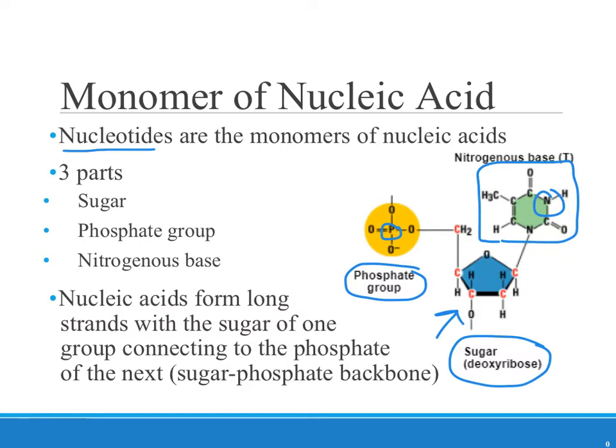Nucleic acids form long strands with the sugar from one group connecting to the phosphate of the next, making what's known as a sugar-phosphate backbone. So you can see we have this little bond sticking up, and that's where the sugar would connect from the next nucleotide if we were building a strand of either DNA or RNA, in this case DNA because we have deoxyribose. And down here, on the oxygen, we see another unclaimed bond waiting, and that's where that phosphate group would connect. And so one sugar would connect to one phosphate, which would connect to the next sugar, connect to the next phosphate, until you make a long strand.